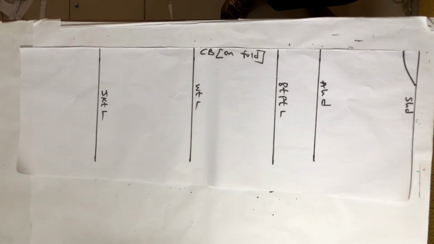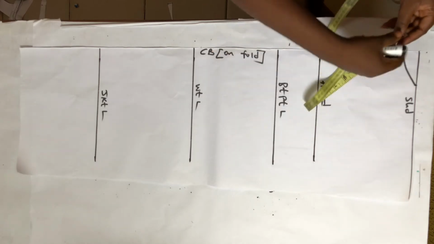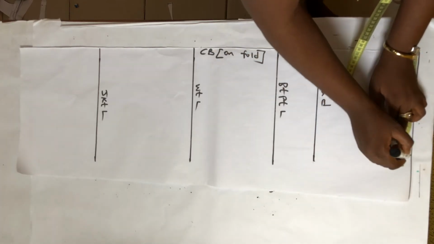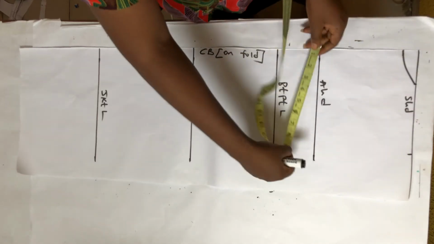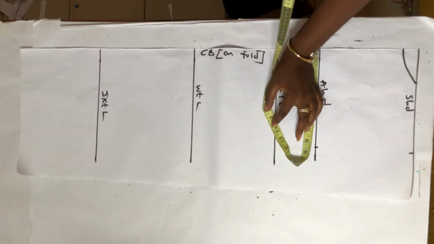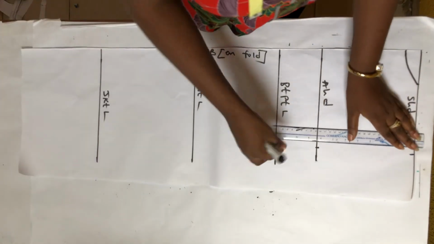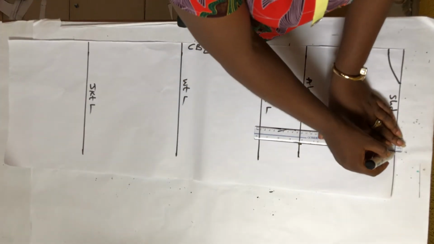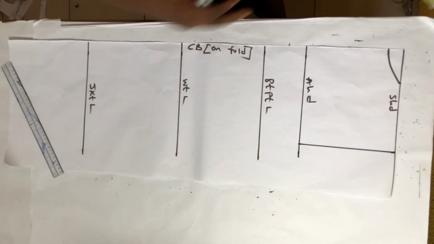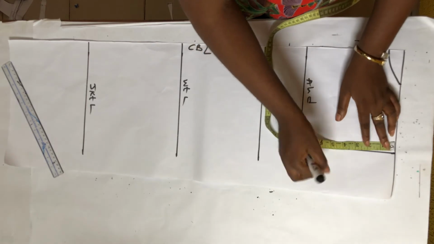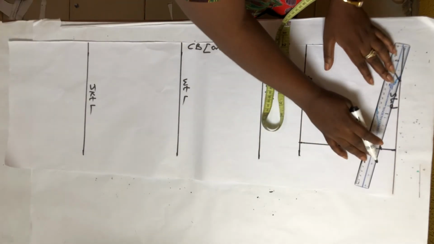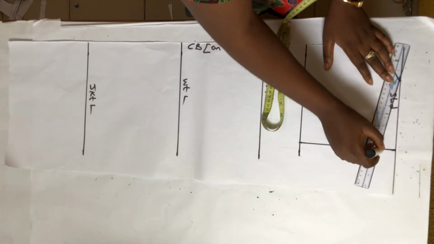I'm going to get my shoulder. That is 8.25. I'm going to get 8.25 on the armhole depth line also, and draw a line. I'll be slanting my shoulder by 1 inch and connect the 1 inch to my neck width.